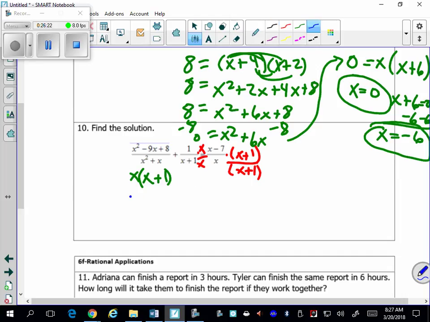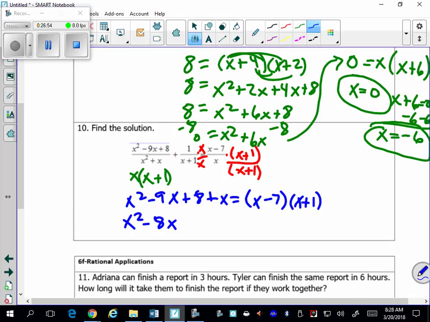So we have x squared minus 9x plus 8 plus x equals x minus 7 times x plus 1. You could multiply that out right there if you'd like. I don't like to do too much in one step, and it's not a big deal if you don't, because the next step is gather like terms and distribute there. So either way. So I have x squared, gathering like terms: negative 9x plus x is negative 8x, plus 8. And now here I'm going to distribute, so x squared, x times 1 is x, negative 7 times x is negative 7x, negative 7 times 1 is negative 7.